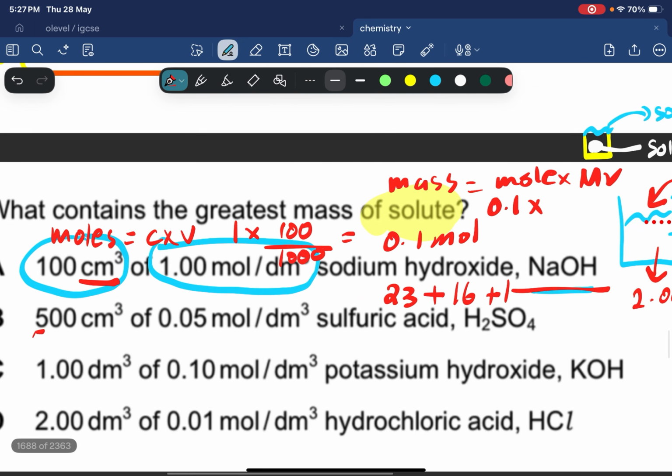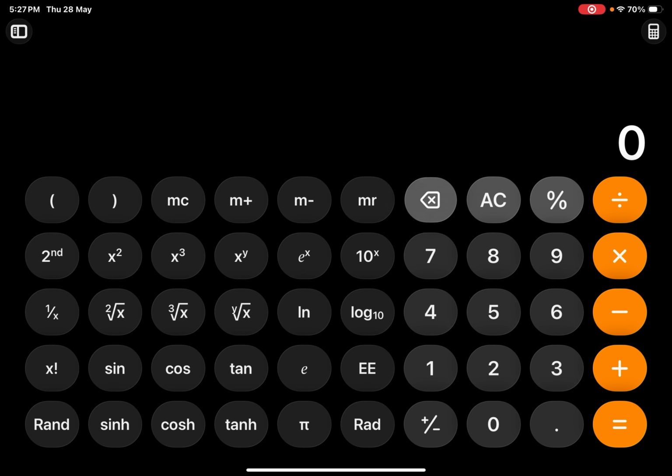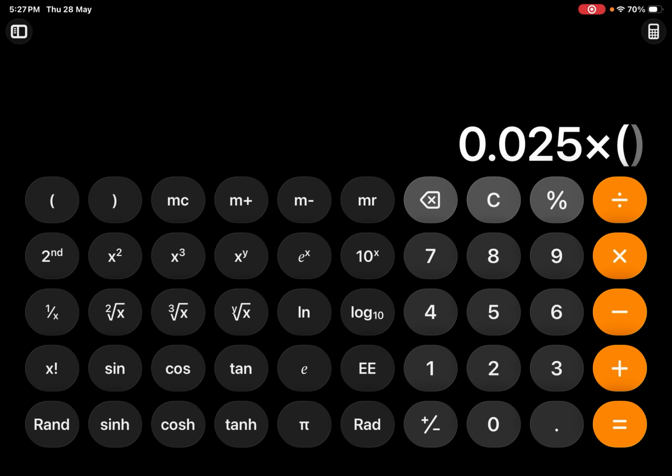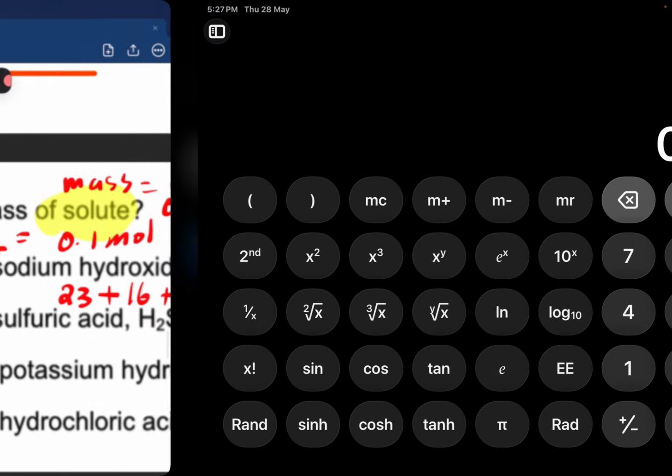Next, 500 cm cube of this. I told you what to do. We find the moles, and moles equals the concentration times the volume. Concentration is 0.05, volume is 500 divided by 1000. That's the volume times 0.05, the concentration. I get 0.025 moles. Moles multiplied by the mass. Do it on the calculator. You don't need to show any working. Just be quick and do it on the calculator.